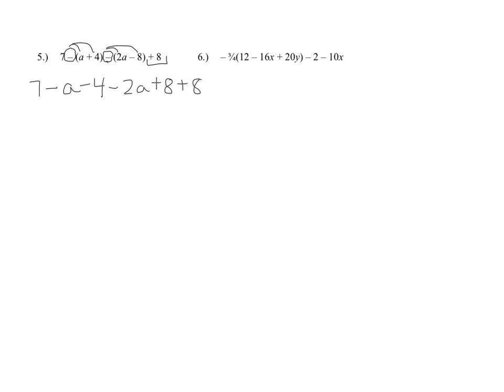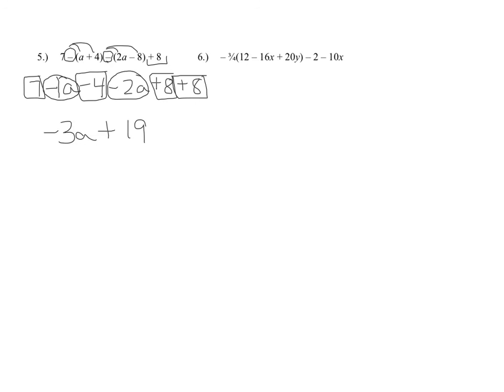And so now combine your like terms. So I've got here negative a and negative 2a. The negative a is like a negative 1a. Negative 1a minus 2a is negative 3a. And then I'm going to combine my constants. So I've got 7 minus 4 is 3. And 3 plus 8 is 11. Plus 8 is 19. So I get negative 3a plus 19.